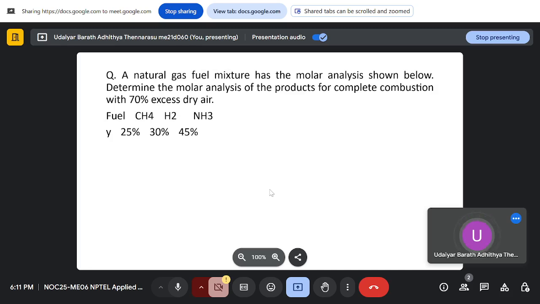So next question, we have a natural gas fuel mixture with the molar analysis shown below. Determine the molar analysis of the products for complete combustion with 70% excess dry air. This problem is similar to what we saw previously.